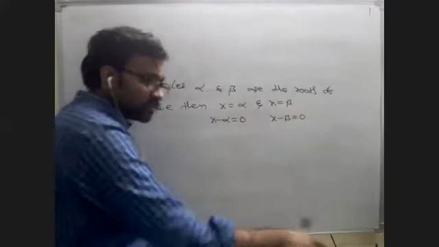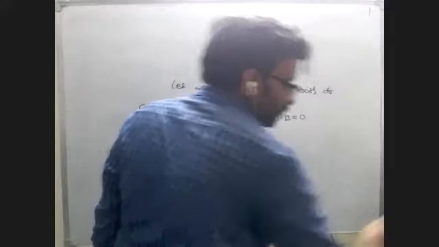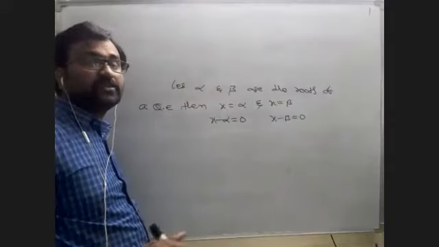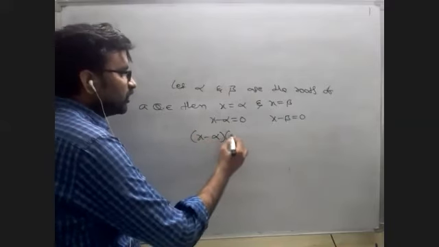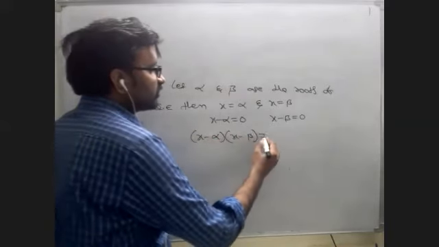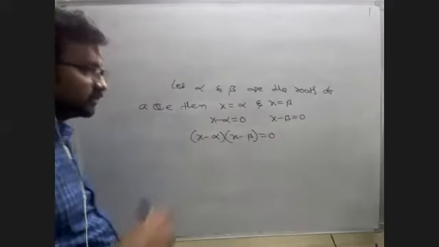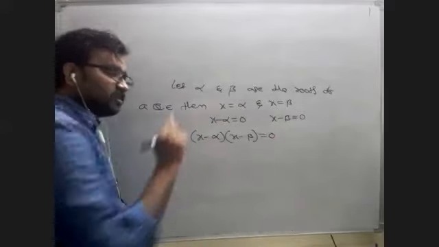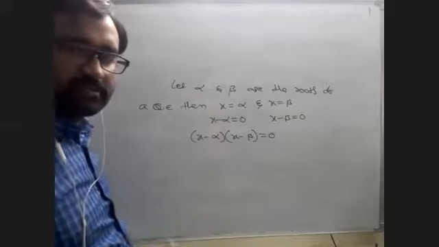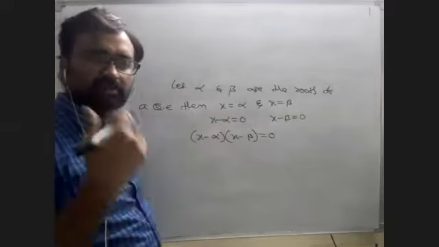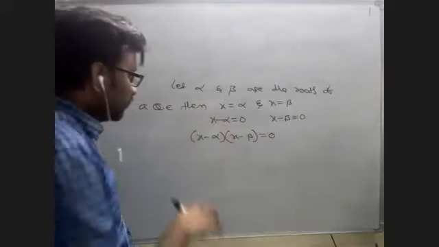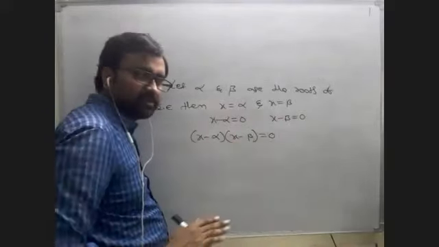Now reverse the process of the zero product rule. We can write x minus alpha into x minus beta is equal to 0. Normally we write this in the zero product rule, but here the quadratic equation is not given, the roots, the solution set, are given, and we have to find the quadratic equation. That's why x minus alpha into x minus beta equal to 0.